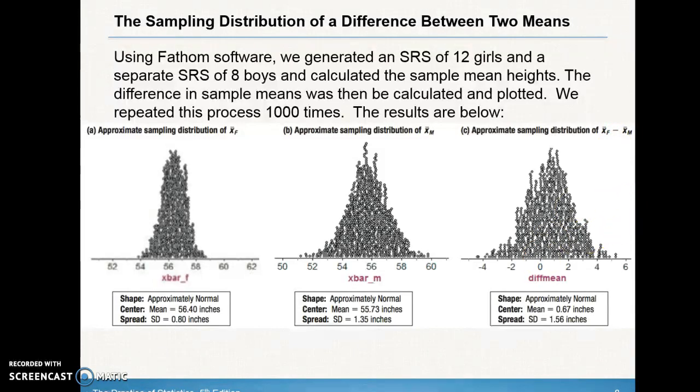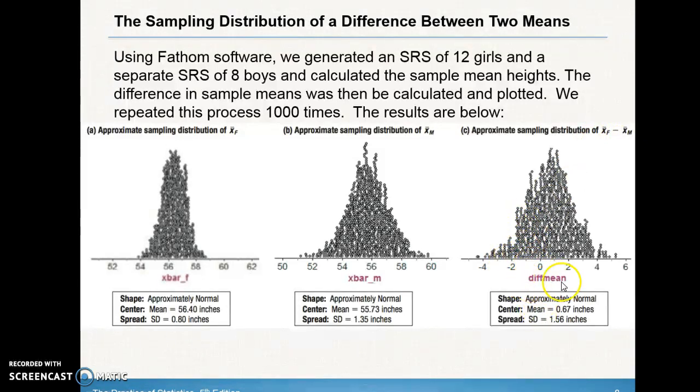The boys and girls are equal. What does a positive difference in my means mean? If I'm taking girls minus boys, that means that if I end up with a positive answer, the girls' heights are going to be taller. And a negative answer over here means the males were taller. So this tells me in this case the males were taller.